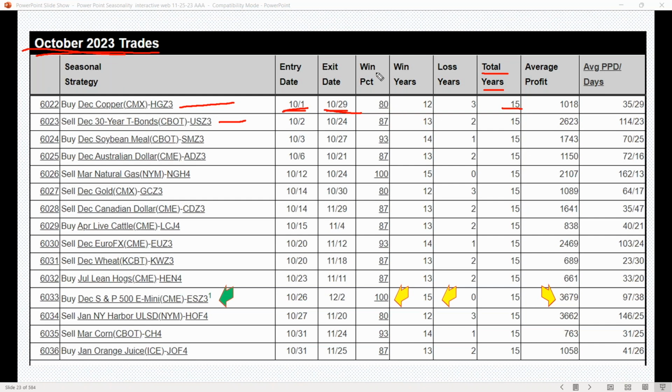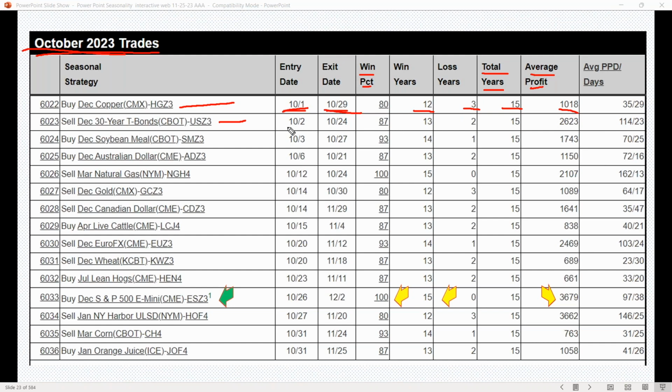On this particular one, the winning percentage has been 80%. Over the last 15 years, it had 12 winning trades and 3 losing trades. The average profit per trade was over $1,000. Average profit per day was $35 over 29 days. That's how they're broken out. It gives you a lot of great statistics.